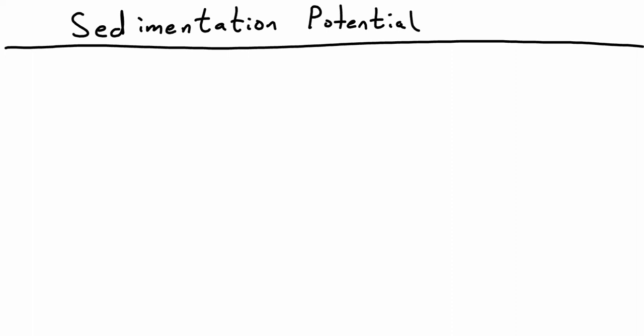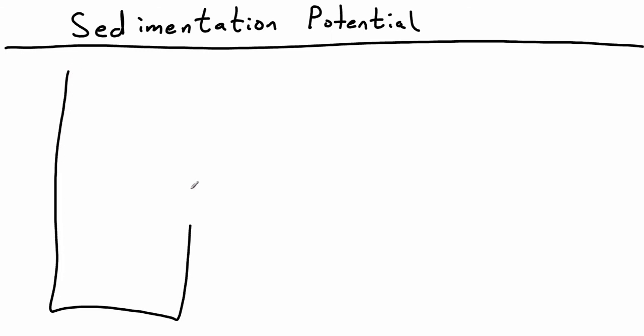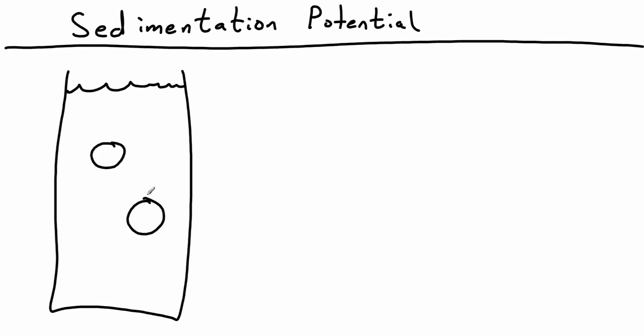Sedimentation potential is a lot like streaming potential, except that instead of the liquid moving past the capillary walls, we have colloidal particles moving under the influence of gravity. So imagine we have a tube with an electrolyte solution in it and some colloidal particles. And we could imagine these particles being more dense than the electrolyte solution, in which case they're going to sediment. Or if they're less dense, they're going to rise to the top, they're going to cream. But in any case, they're going to move.